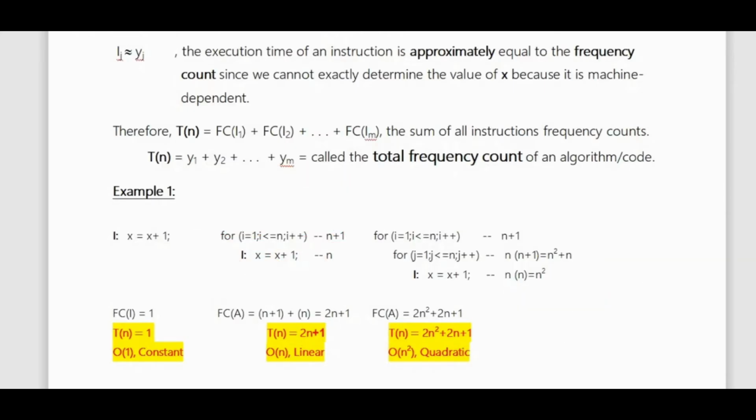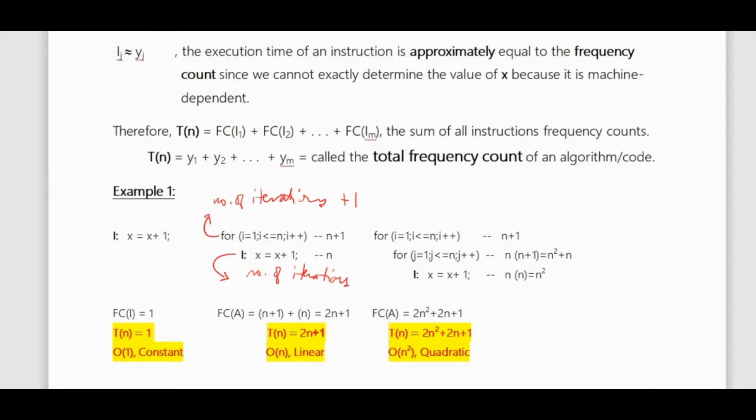So again, the frequency count of the for loop heading is number of iterations plus 1, while each statement inside the for loop is simply number of iterations.